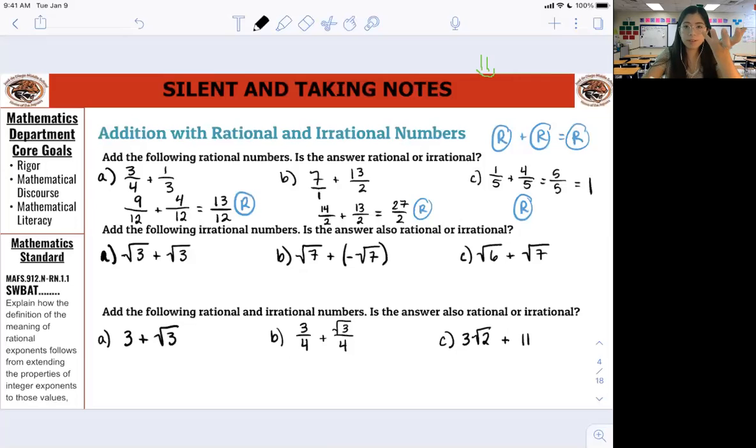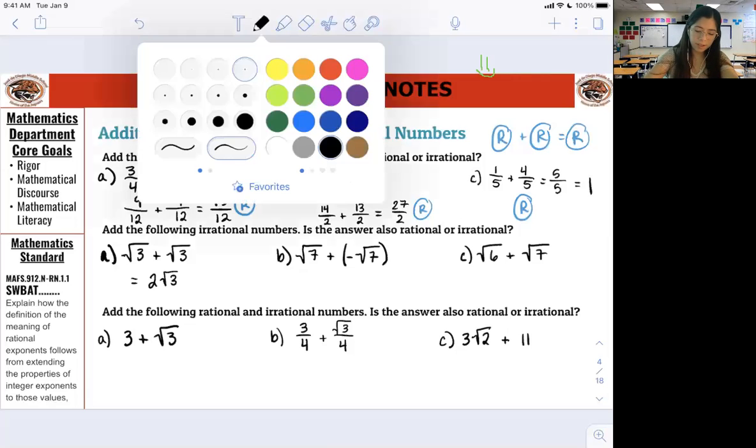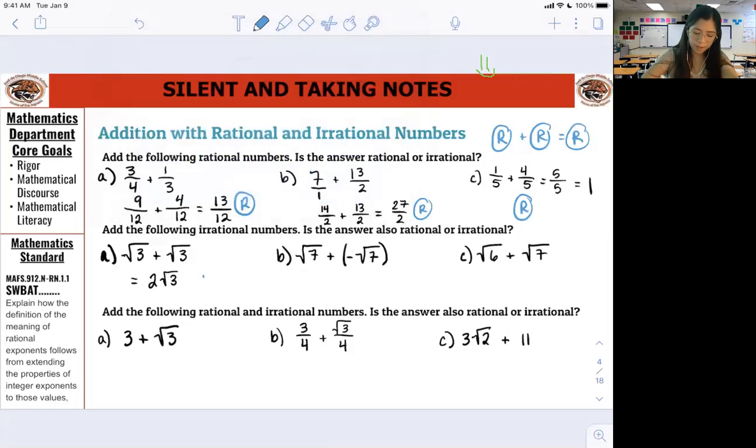Now, what we can do is think about this like combining like terms. I have one square root of 3 over here. I have another square root of 3 over there. How many do I have in total? 2. So this is 2 times the square root of 3. But I can't do much more than that. I can't simplify that any further. I can't get rid of the radical. I can't take the square root of 3 because I know that that's going to give me an irrational number. So at the end of the day, that's all I can do. And I know that this is still going to be irrational.